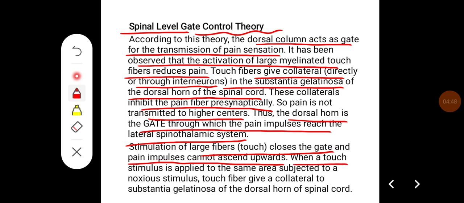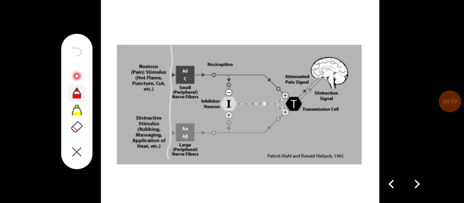When a touch stimulus is applied to the same area subjected to a noxious stimulus, touch fibers give a collateral to the substantia gelatinosa of the dorsal horn of the spinal cord. This diagram explains gate control theory at the substantia gelatinosa.